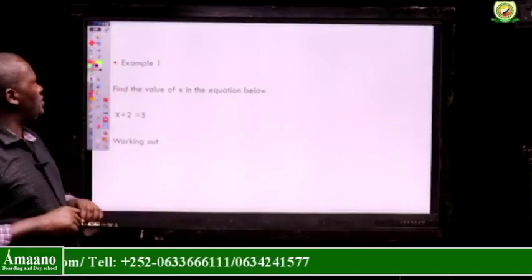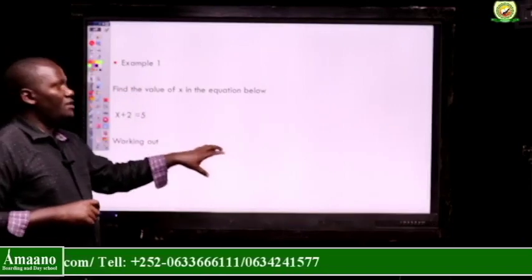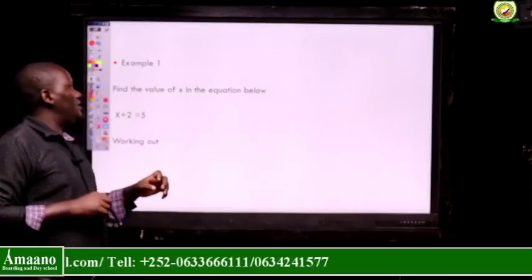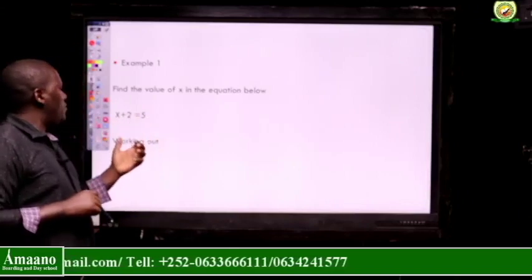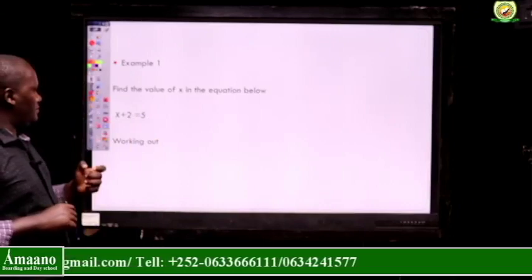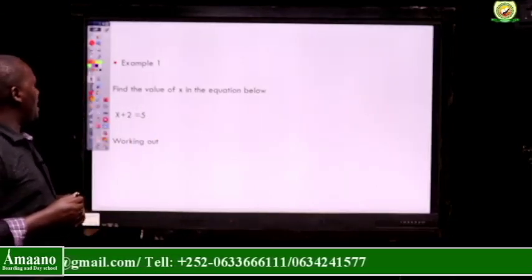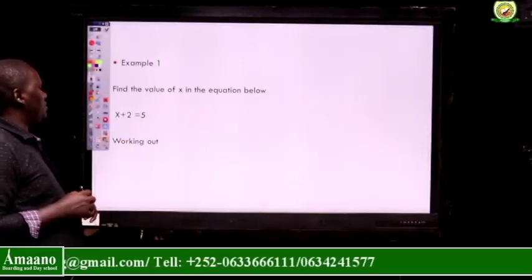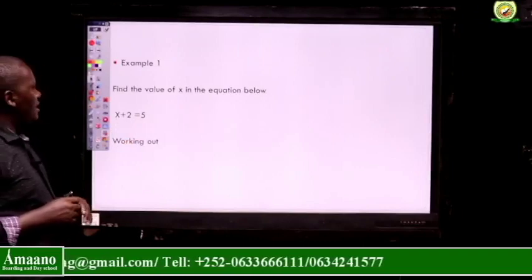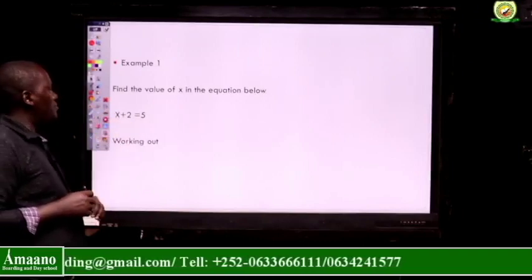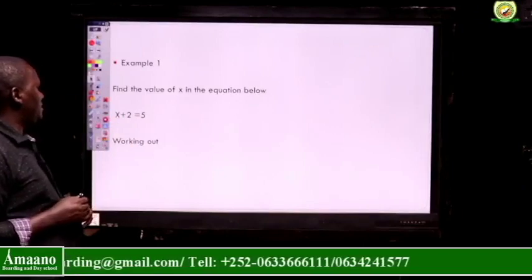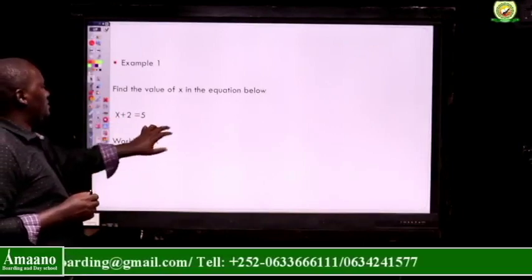Today's lesson, I want to look at how we can solve algebraic equations and find one unknown. For example, I'm given x plus 2 equals 5. I need to find the value of this one unknown, that is x. How will I get it?